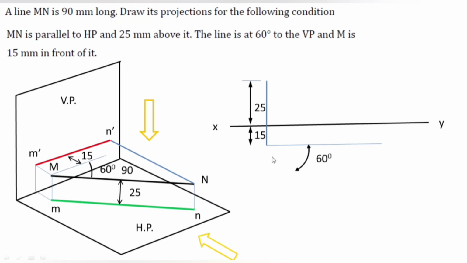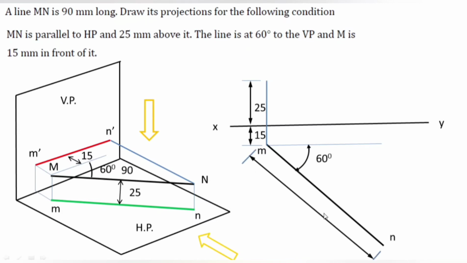And how much should be the length of this line? Because the true length of the line is visible in its top view, so this length of line should be how much? 90 mm. And we need to do the dimensioning in this way. So this is my top view, which is known as small mn. Okay, and later on we can do the dimensioning in this way.